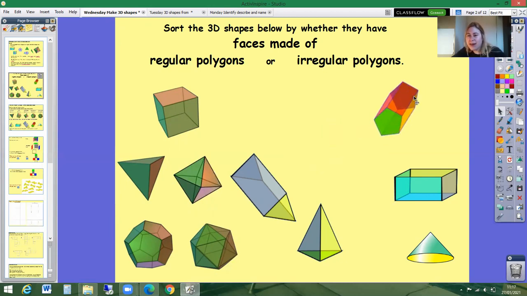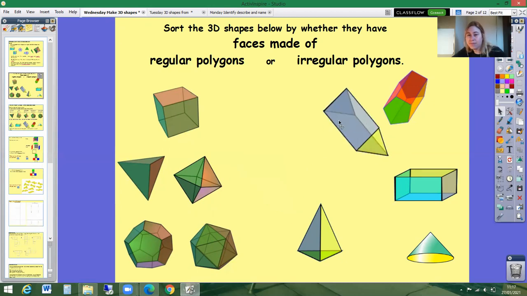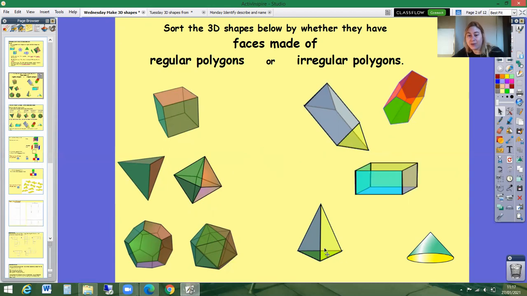So we've got some regular polygons here, but we've also got rectangles, and rectangles are irregular polygons. So we're looking for shapes that either have all regular polygons or some regular, but some irregular as well. So this one, again, is a prism, so it's got rectangles, and we've got rectangles here.